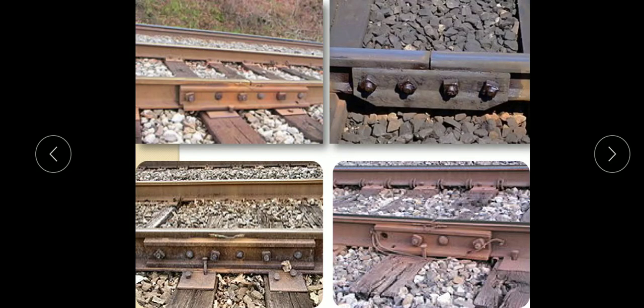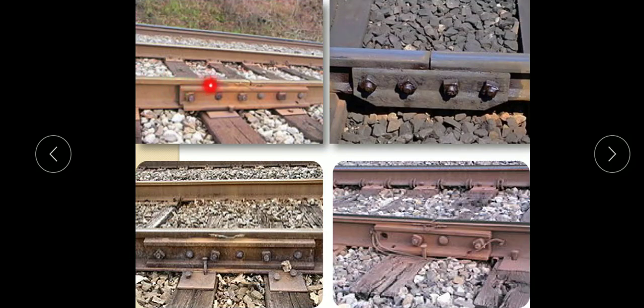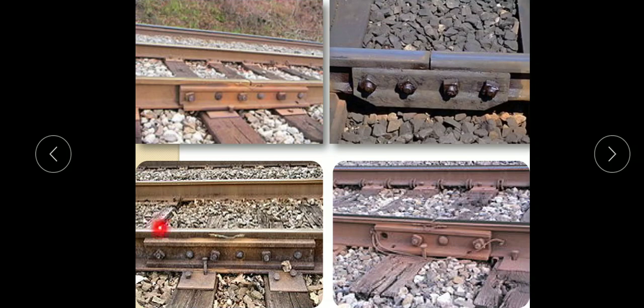Here we can see the various photos in which the fish plates are used for joining two rail sections. Here we can see this is one rail section which is joined by a fish plate. Here also we can see the two rail sections are joined with each other by this fish plate. Here also we can see this is a joint, and these two rails are joined by this fish plate.